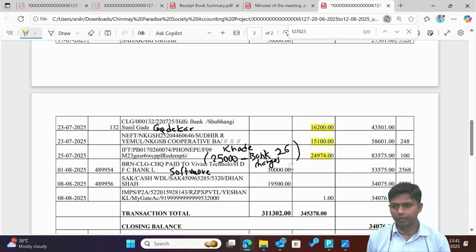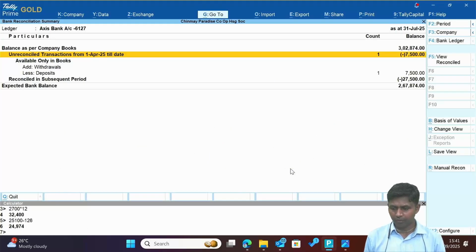Therefore, this party must have given a cheque but the society has not yet deposited it into the bank account. That will remain as an unreconciled transaction, so your bank will tell. Correct. Just keep that as it is. We have ticked all transactions except the undeposited cheque.